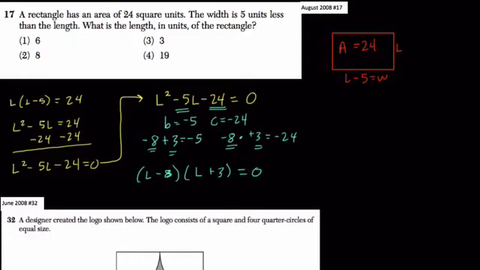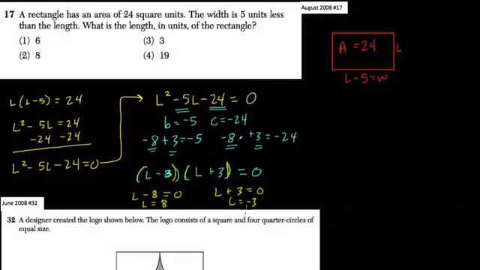When you have two numbers that multiply to 0, L plus 3 is one number, L minus 8 is another. They multiply to 0. One of them or both of them should be 0. So we say, okay, let's let them both equal 0. L minus 8 equals 0. And for the second number, L plus 3 equals 0. What does L equal? In the first case, L equals 8. In the second case, L equals negative 3.